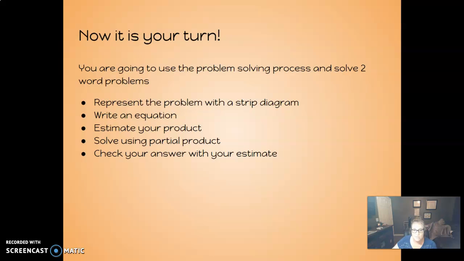Now it is going to be your turn. You are going to use the problem-solving process and solve 2 word problems. I need you to represent the word problem with a strip diagram. You're going to write an equation for the problem. You're going to estimate your product. You're going to solve using partial product. And finally, you're going to check your answer with your estimate to make sure it is reasonable.